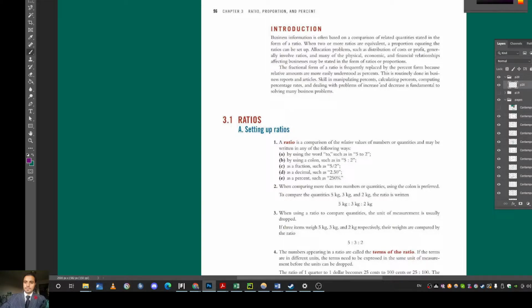Skills in manipulating percents, calculating percents, computing percentage rates, and dealing with problems of increase and decrease are fundamental to solving many business problems. If there's anything you're going to take away from this course, I really want you to have these solid skills in manipulating percents. This means being able to work with them, calculate them, and compute their rates, and deal with problems of increase and decrease. This stuff I want you to know like the back of your hand. This is something we're really going to focus on, and there's going to be lots of repetition around this in this course. All right, let's look at ratios.